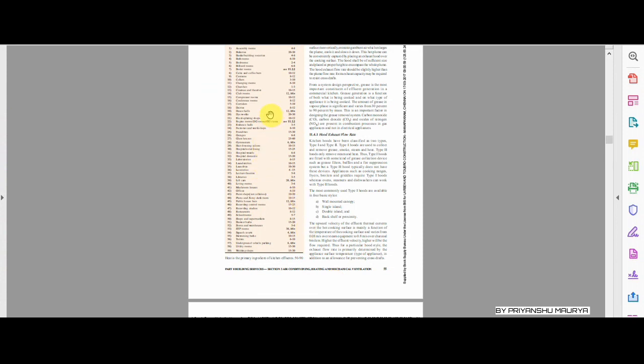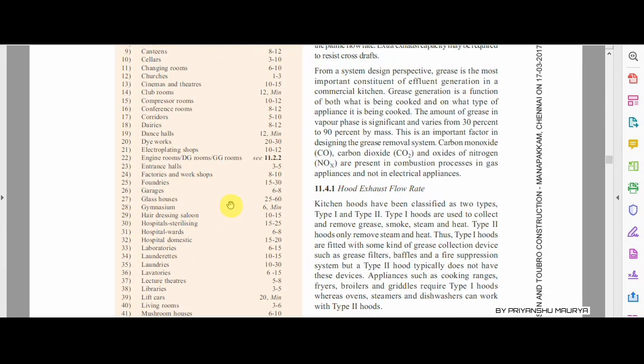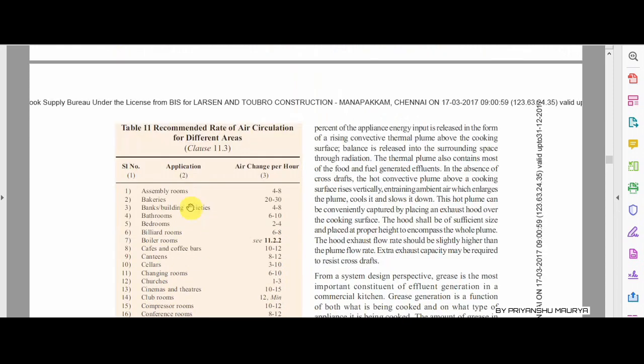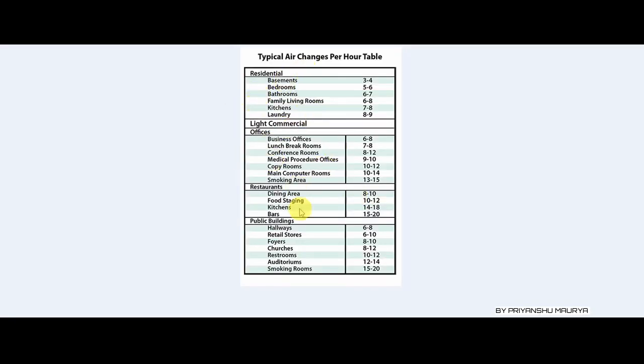Here I have NBC, National Building Code of India. So you can see this table, recommended rate of air circulation for different areas. So here I have for toilet 6 to 10 ACH we can consider. Also I have some ACH table you can see here for kitchen, bathrooms. If it is residential, so for bathroom we can take 6 to 7 for ventilation ACH, air change per hour, kitchen, bar, church. So from here also we can consider.